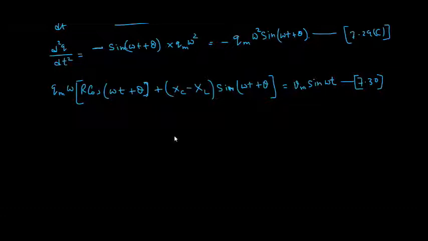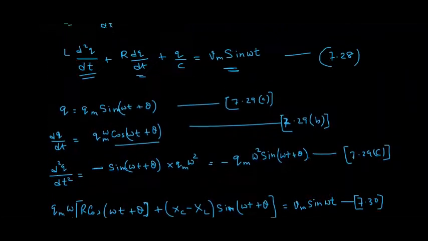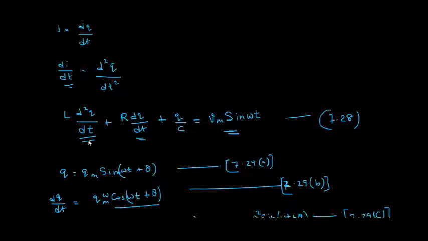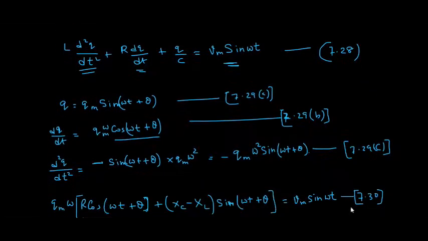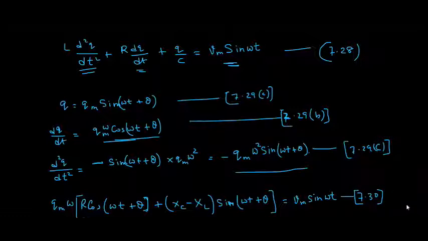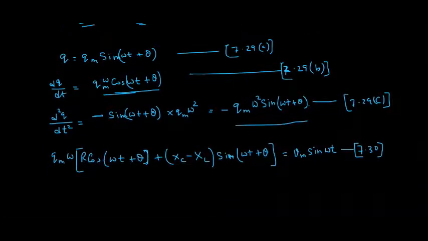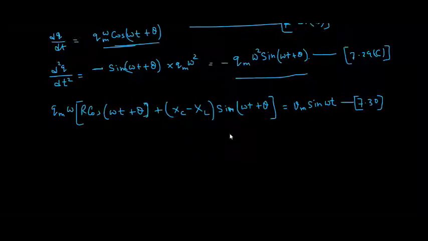Here we have used the relationship. So how did we get it? We just substituted the values in 7.28. Here we have substituted the d2q upon dt square value as this. Again, dq by dt we have substituted as this, and we get this equation.